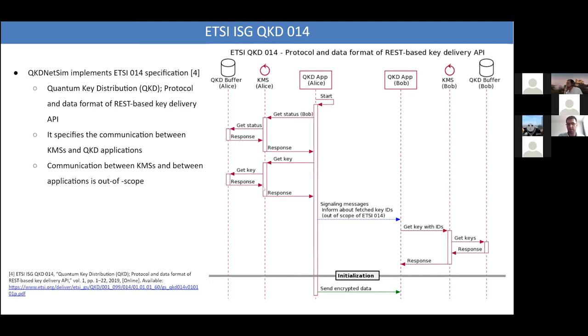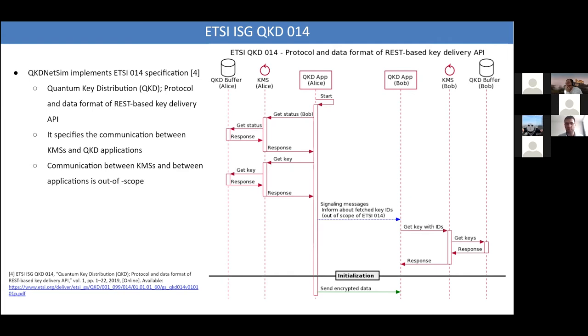And the same procedure repeats on the Bob side. Having the key on the Alice side, Alice sends to Bob the IDs of the keys she obtained. Each of these blocks is identified with a unique ID. Then Bob communicates with his KMS and says, give me the keys with the same ID. Having these keys, he has the keys prepared for himself, and then we can use them for encryption and decryption.